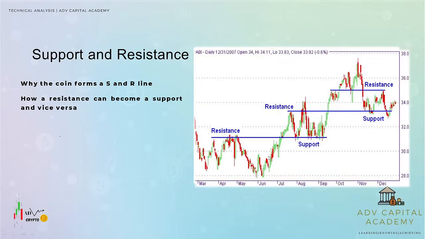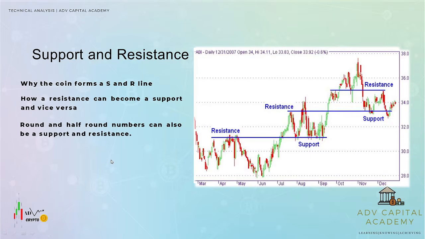Here, we could see some real examples. The coin breaks out of the resistance line, comes back, retests, comes back again, and then continues going higher. This resistance line that was just broken becomes a support line later, and then the coin continues on its way.